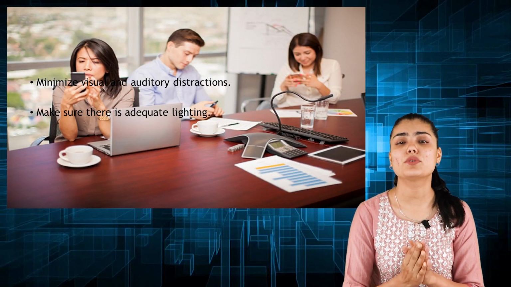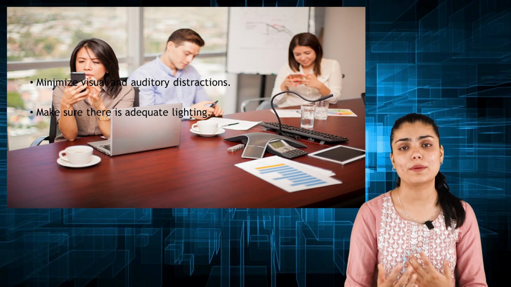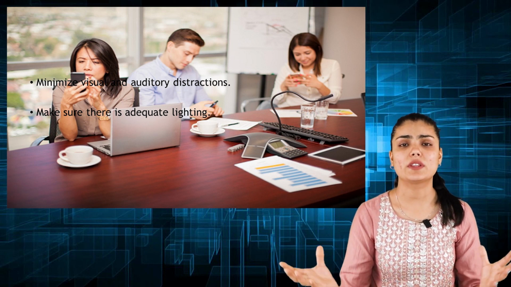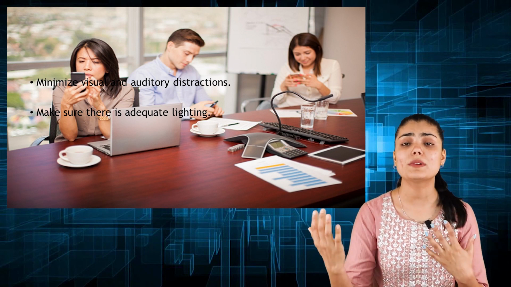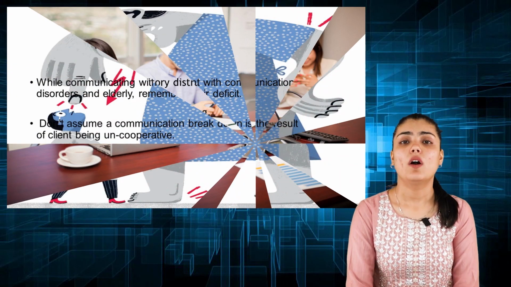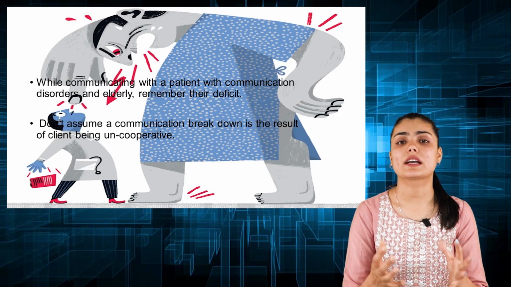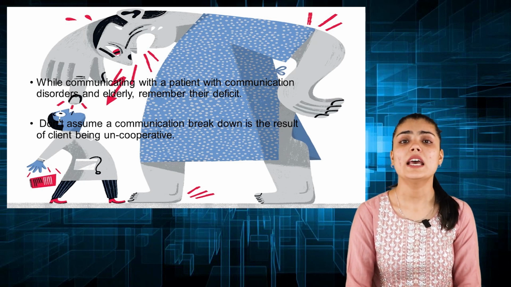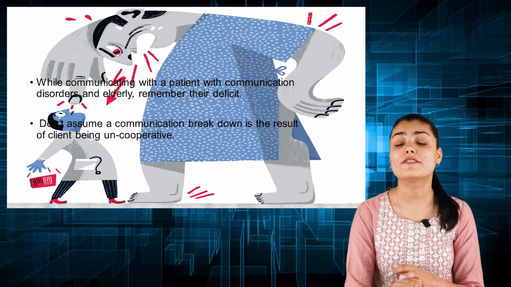So, as much as you minimize the auditory or the visual distraction, it is good for the communication process in general as well, right? When you communicate with someone, when there's too much loud noise, when there's too much distraction, you might not be able to give your message properly. So when you talk to the client, you should make sure that also the environment, the place you are communicating with the client, must have adequate lighting. Okay, there should be good lighting, there should be good ventilation.